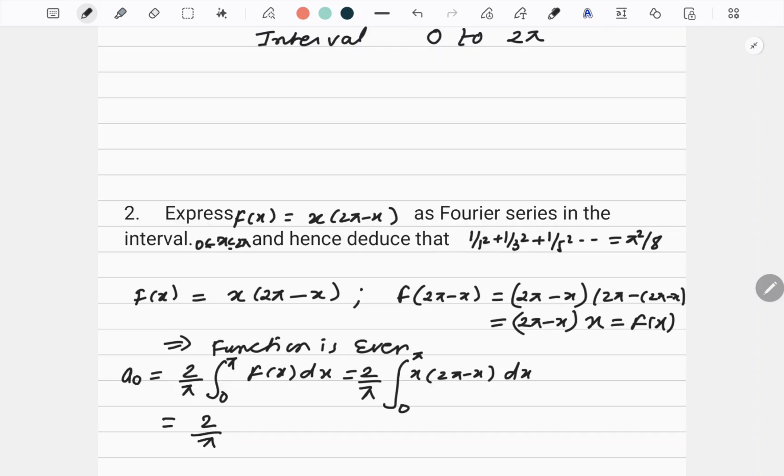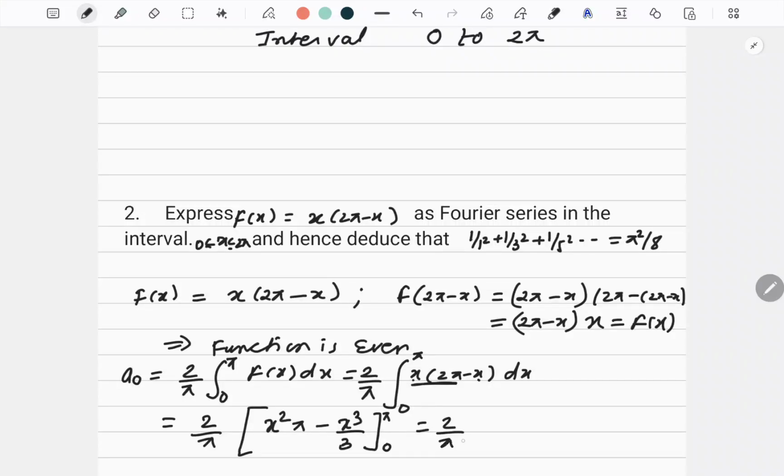Let me integrate it now. 2 by pi, and it is a polynomial, right? So x into 2 pi is 2 pi times x, a constant, and the integration of x is x square by 2. So that 2 will get cancelled, and I got pi x square. Minus, x into x is x square. What is the integration of x square? x cube by 3, and the limit is 0 to pi.